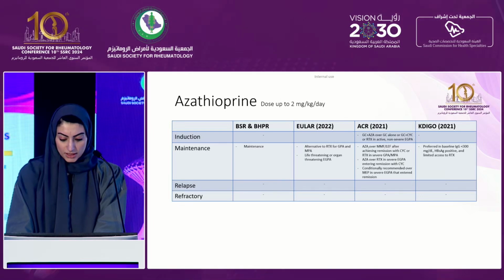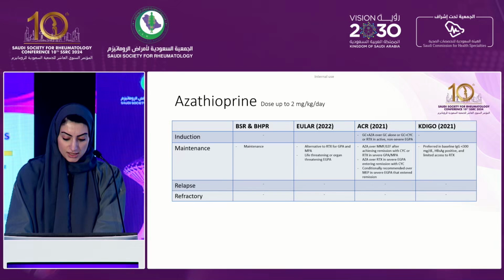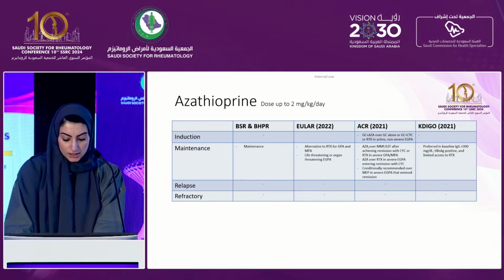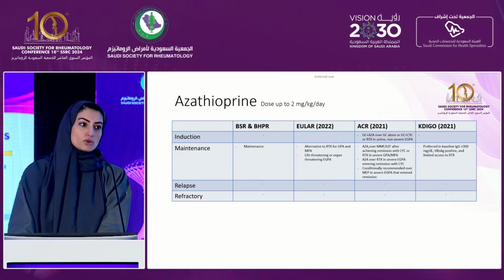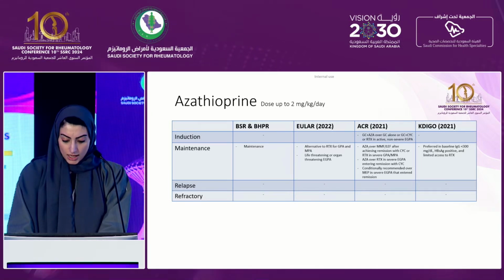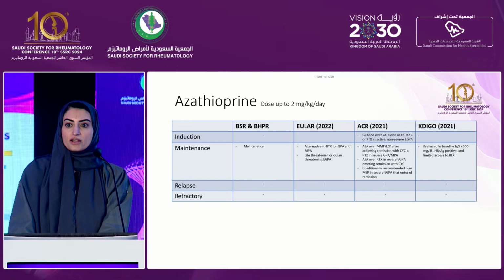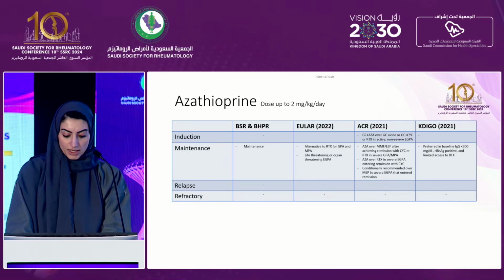ACR only recommended the use of azathioprine with a steroid over cyclophosphamide or rituximab in induction of active and severe and non-severe disease. All recommended it for the maintenance in non-life-threatening and non-severe disease, except KDIGO, which recommended the use of rituximab over Imuran, even if it's not severe. And they only recommended it if rituximab is to be avoided. It's not recommended for relapse or refractory cases, and the dose is up to 2 milligrams per kg a day.